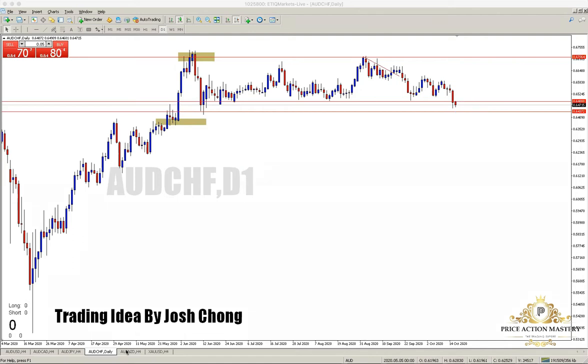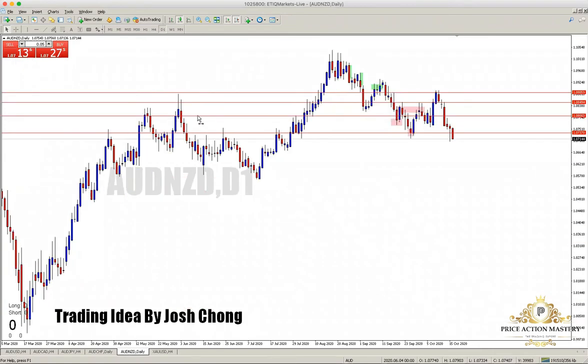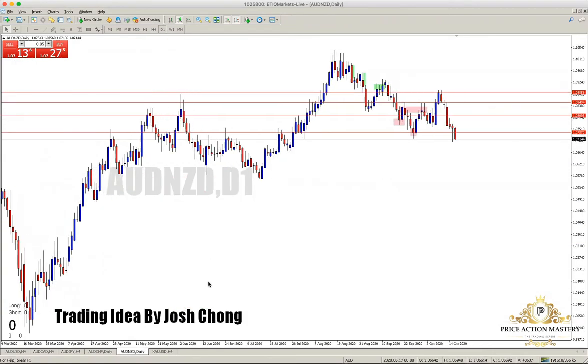Coming up next, AUD NZD. Basically also a big drop. As we can see, the market is moving very clearly: lower low, lower high, then the market created a higher high, and now again the market creates a new lower low. That's why the market changed from downtrend to up, and then went back down.